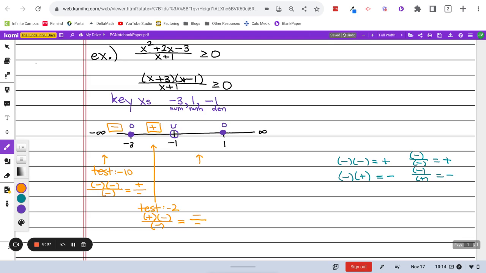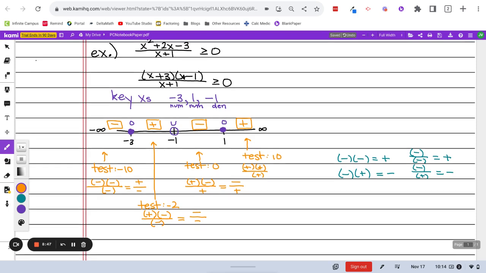Okay, back in the middle, we're going to test 0. 0 plus 3 is positive. 0 minus 1 is negative. 0 plus 1 is back positive. This is a negative stretch. And then the very last part, test 10. And I'm going to get positive, positive, positive, positive. Okay, and so since it's all positive there, I can just put positive.